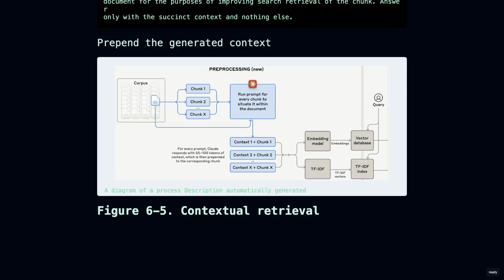This figure summarizes the full idea. By adding a brief, document-aware context to each chunk, the retriever gets a much better chance of finding the right evidence later.